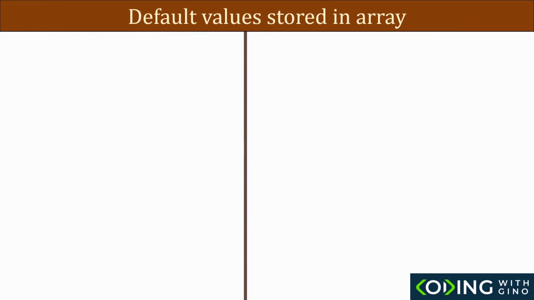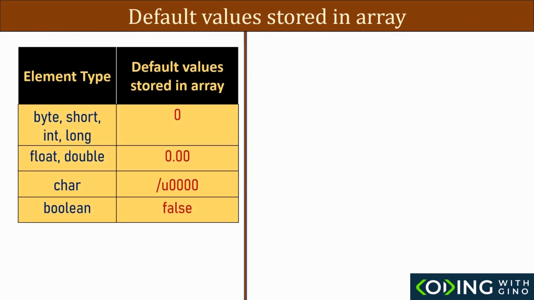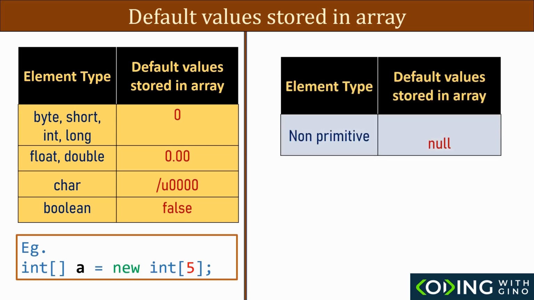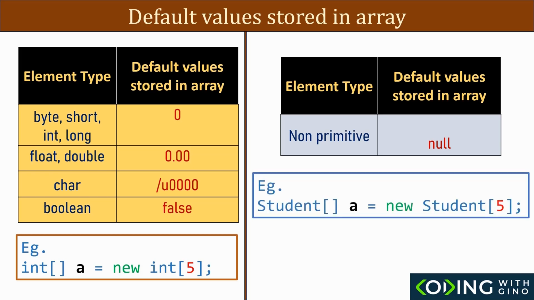Once an array is created, Java stores default values in it. If an array is of primitives, then default values of primitive variables get stored in the array. For example, as this is an array of int, this line stores 5 zeros in the array as the default value for int data type is 0. The default value for non-primitives is null. For example, suppose there's a class called student. As this is an array of type student, which is a non-primitive, this line stores 5 null values by default in the array.